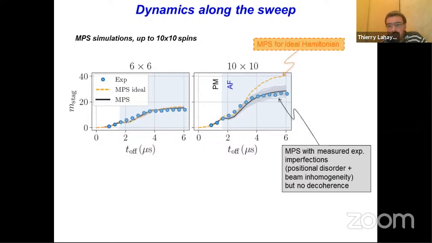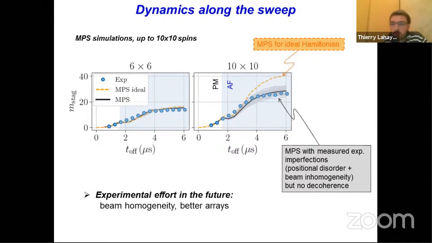And then you see that the agreement is actually much, much better, even on this 10x10. So this is really a nice way for us experimentalists to know where to put the effort in the future.